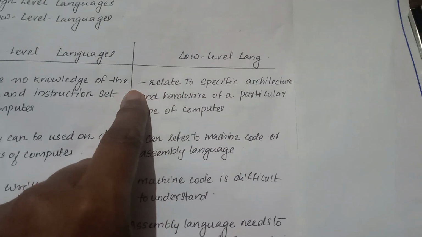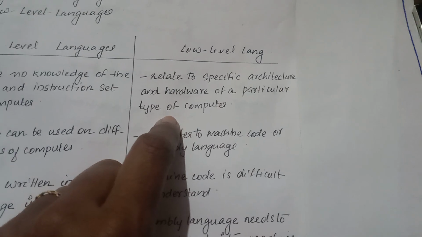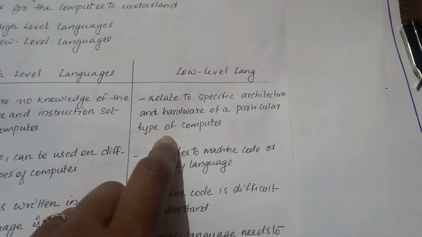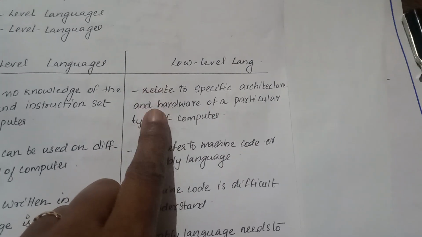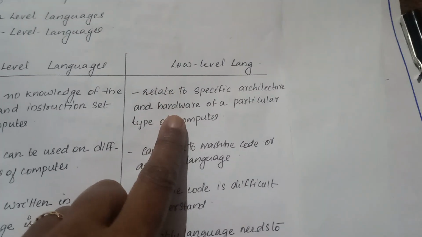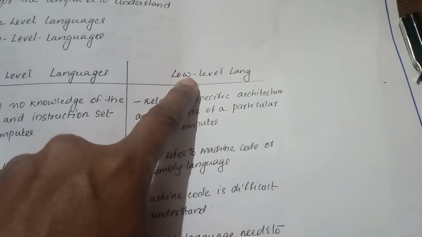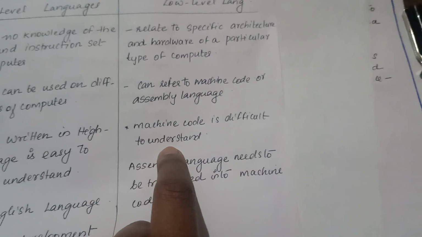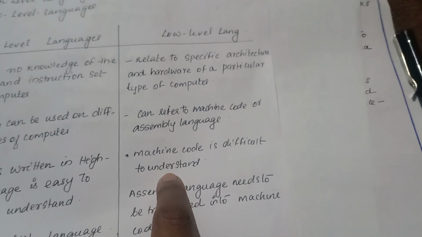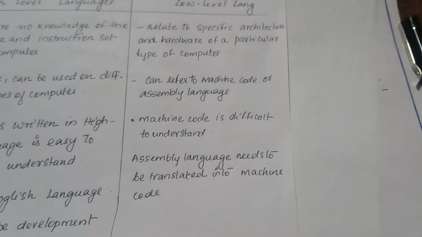It is related to the specific architecture and hardware of the particular type of a computer. So without knowledge of that, you cannot write. You need to get a thorough knowledge of the architecture and hardware of the computer if you are writing a program in low-level language. Then machine code is difficult to understand because it is written in binary language. Assembly language needs to be translated to machine code.